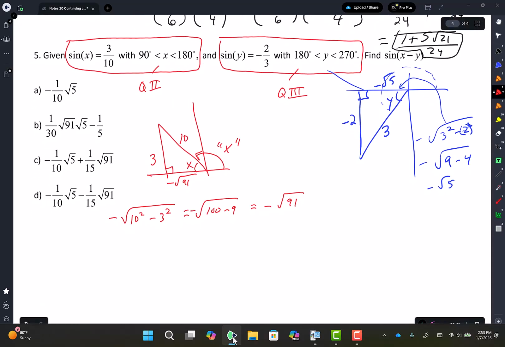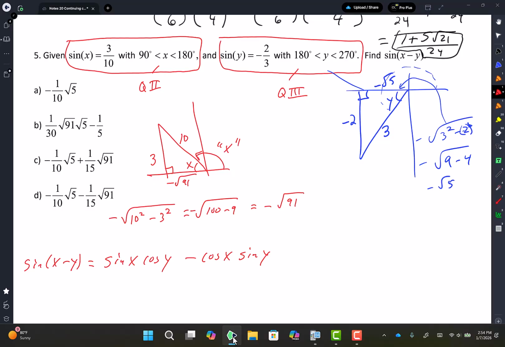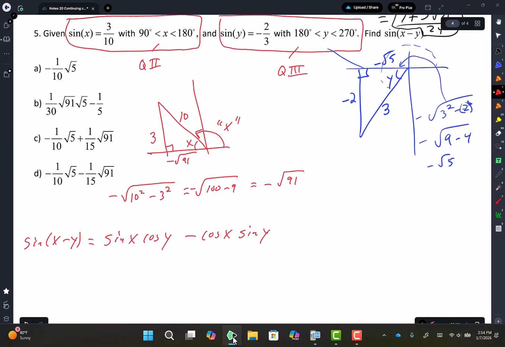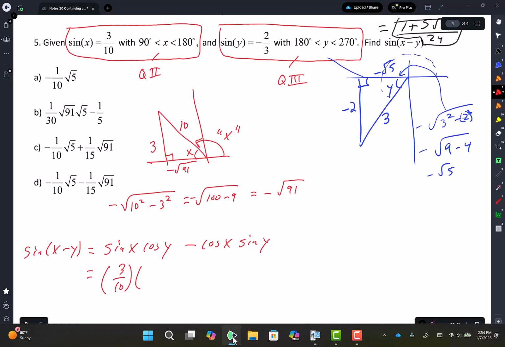Here we go. I'm going to go back to red. They want sine of x minus y, so I'm going to write what sine of x minus y is: sine x cosine y minus cosine x sine y. We're still okay, guys? All right, here we go. Sine x, I go to the angle x: 3 over 10. I think that was given anyways. Cosine y, go to the y: negative square root of 5 over 3, because cosine is adjacent over hypotenuse. Is everyone okay with that, guys?